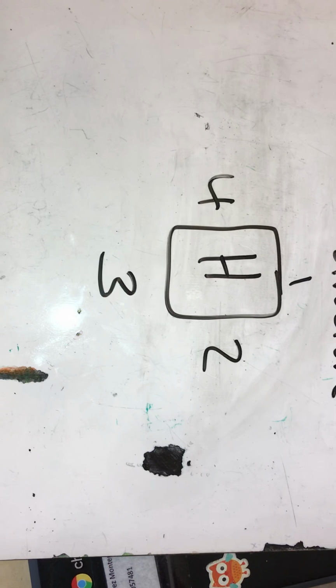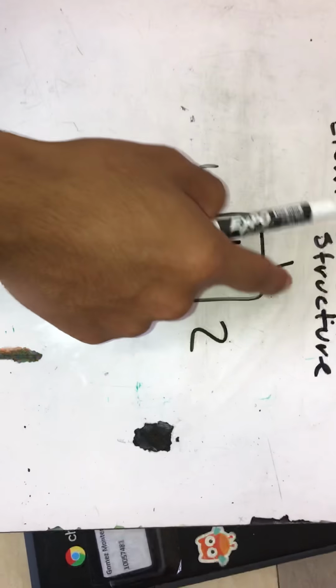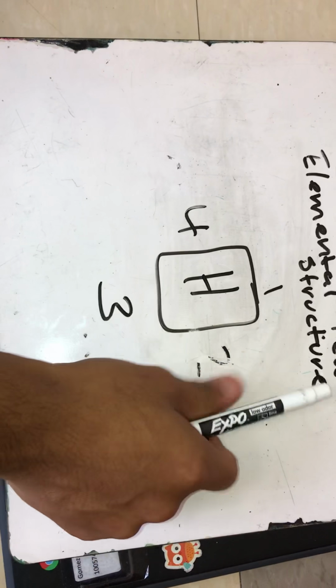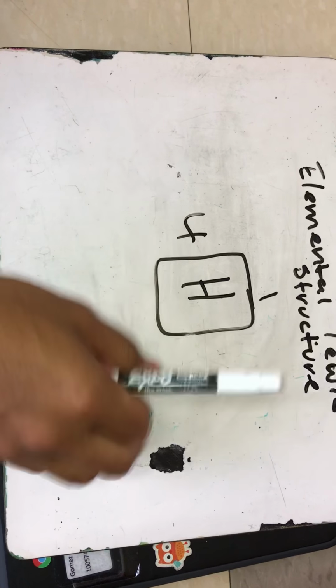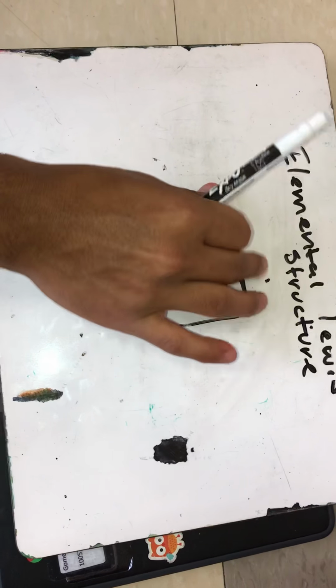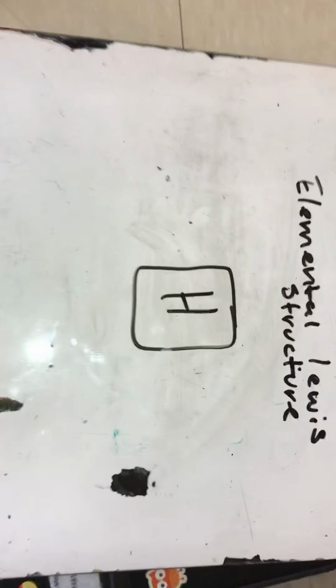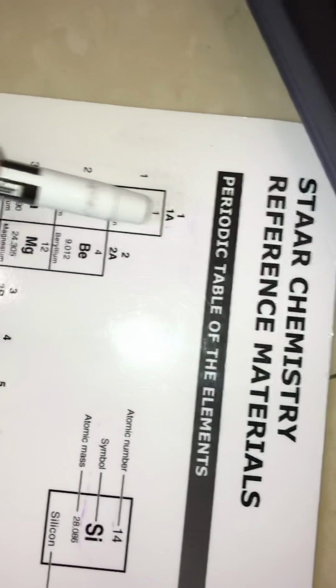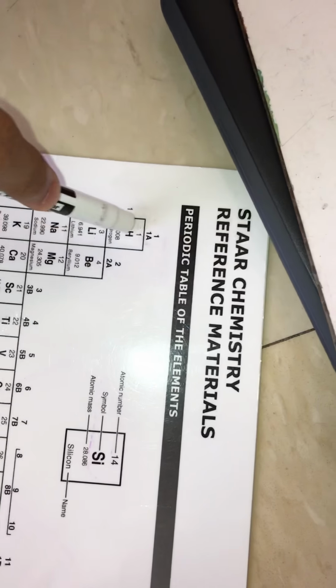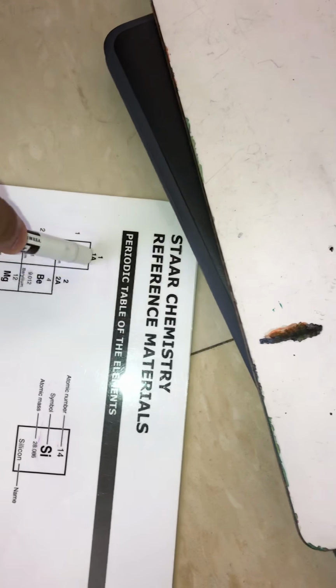Okay, for example, this is hydrogen, so we're gonna get rid of these numbers because this was for the first part. This is hydrogen, and it's in group number 1. So it would mean it needs 1 dot because it says number 1 right here.